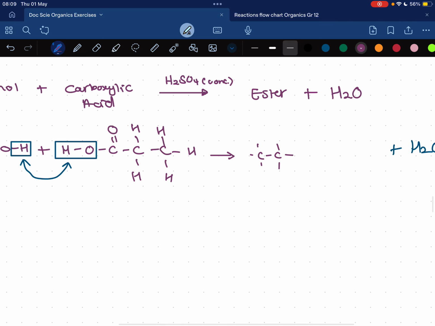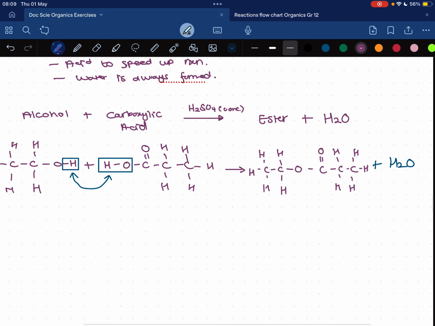ethyl bonded to the propanoate part. Okay, and that's essentially how this is formed. So that's why we said alcohol and carboxylic acid, but this specifically is how the reaction is going to take place.